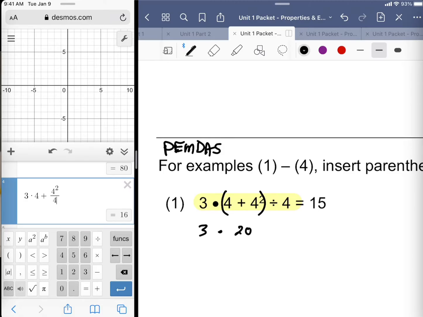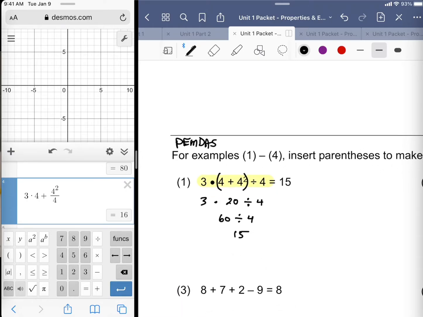Rewrite everything else. 3 times 4 is 3 times 4. 3 times 20 is 60. Divided by 4 is actually 15. It works out. Now, I got lucky because my first suspicion actually kind of played itself out correctly, but that may not be the case. If that didn't work, I'd try something else.